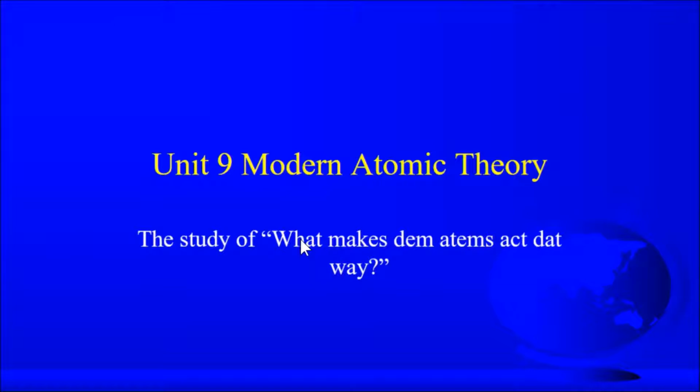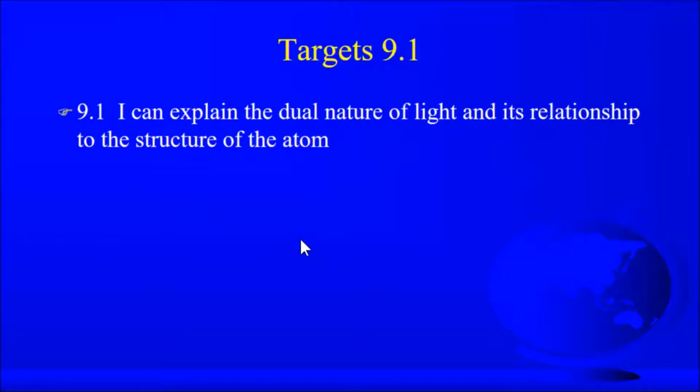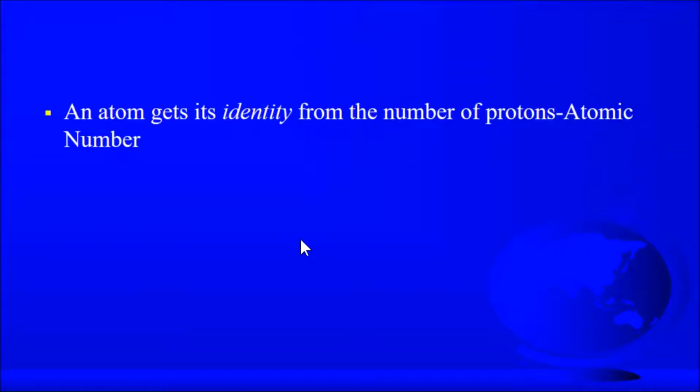So, this chapter is called Modern Atomic Theory, and the other way of calling it is What Makes Them Atoms Act That Way? Which is Cajun for What Makes Atoms Behave in That Fashion. All right? So, the first thing we need to tackle is I can explain the dual nature of light and its relationship to the structure of the atom. What does light have to do with this? Oh, you're about to find out.